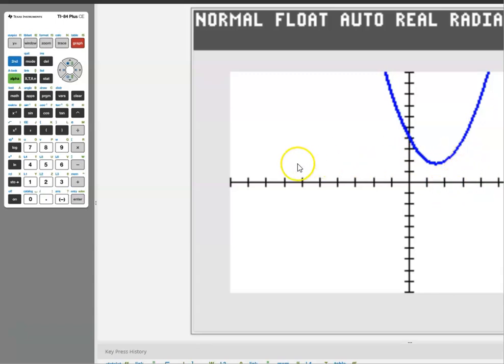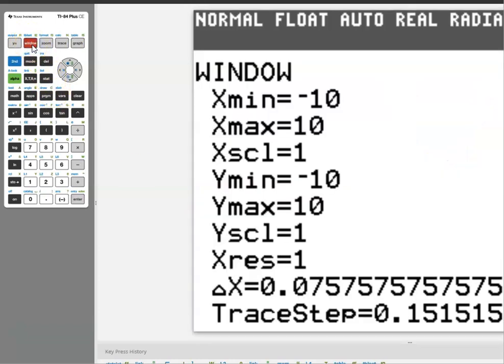What if I didn't like this particular window? What would I do? Well, I could go into window, so see where window is? And let's say that this is really a lot of blank material that's not helping me. So I don't really want that. So I'm going to go into window, and you see how it goes from negative 10 to 10, a scale of 1, and negative 10 to 10. Also a scale of 1 and a resolution of 1. So this is called a standard window.